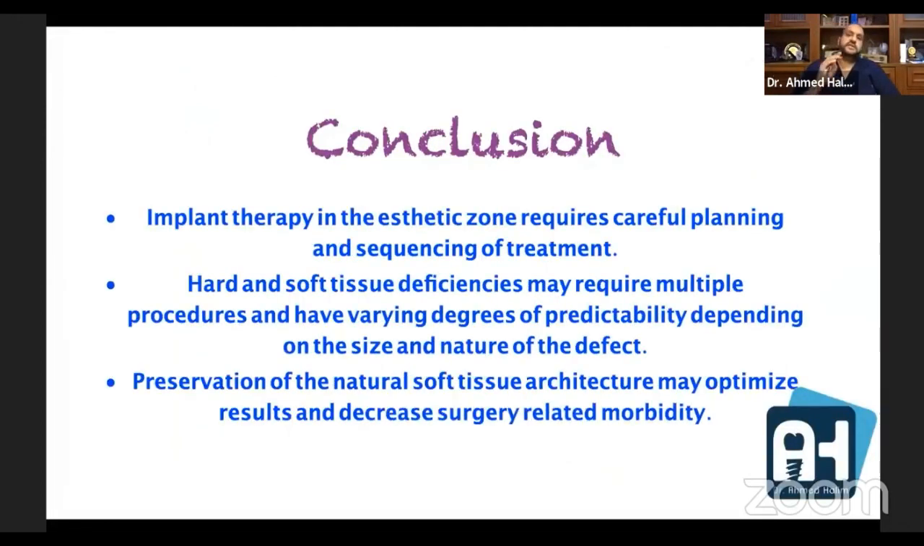Implant therapy in the esthetic zone requires careful planning and sequencing of treatment. Hard and soft tissue deficiencies may require multiple procedures and have varying degrees of predictability depending on the size and nature of the defect. Preservation of the natural soft tissue architecture may optimize results and decrease surgery-related morbidity.